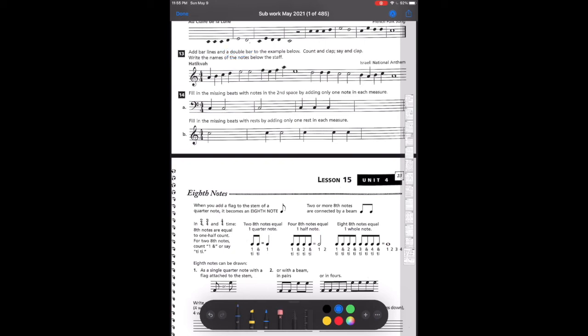That song. 14. Fill in the missing beats with notes in the second space by adding only one note for each measure. So one note goes here, one note, one note, one note. Remember, it should be 4 beats per measure. It's easiest just to put it on the same space that those notes are already written on. And you can judge the length of the line by what they already have as well.